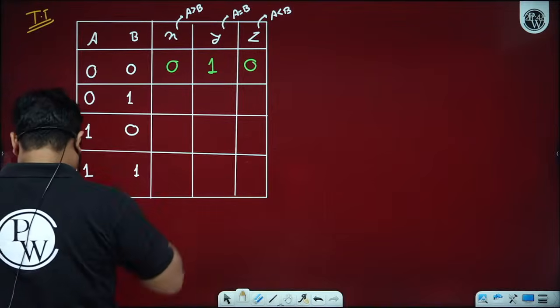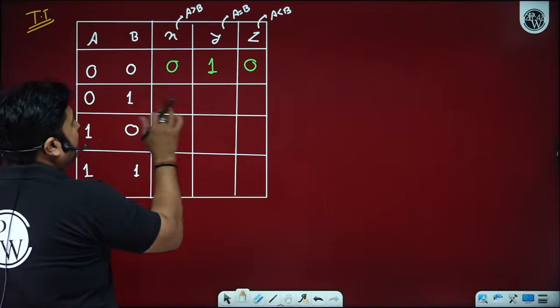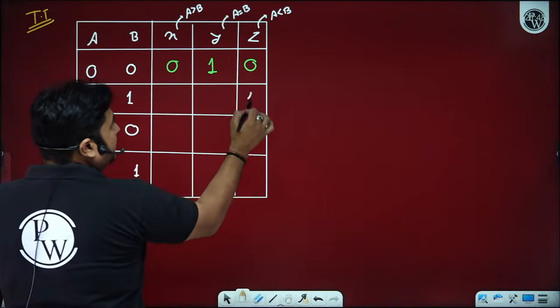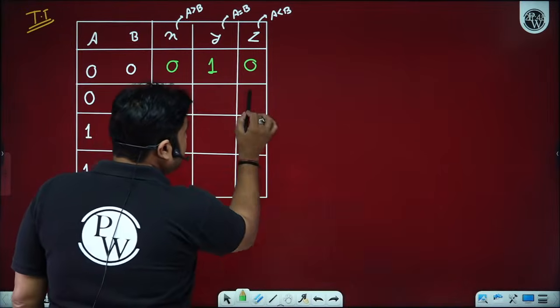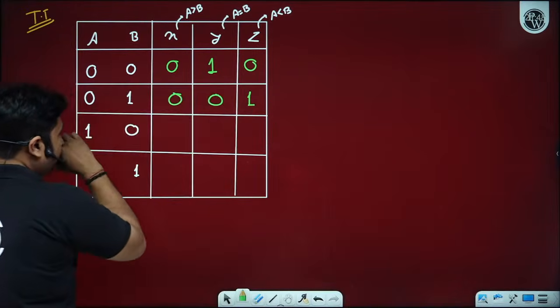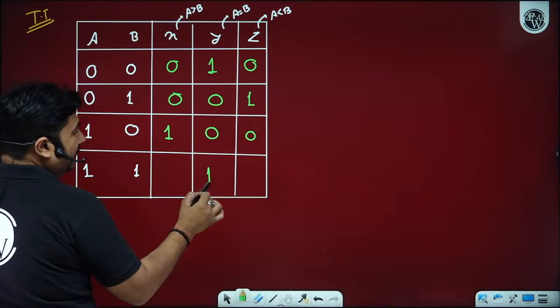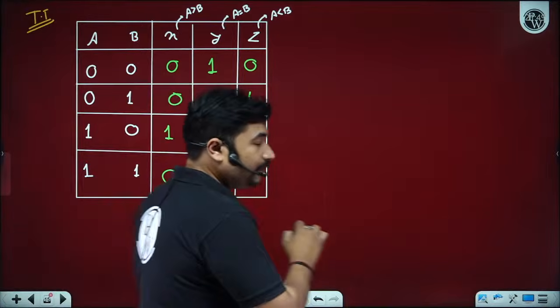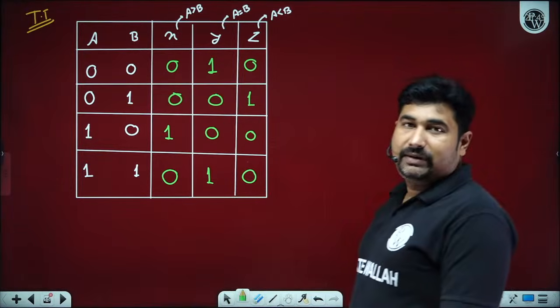Now please observe for 0, 1. For 0, 1, what happened? Which will become high? Sir, B is greater than A, so Z is high. For 1, 0, A is greater than B, so X is high. And for 1, 1, Y is high, and the other two are low. Now we know how to fill the truth table.